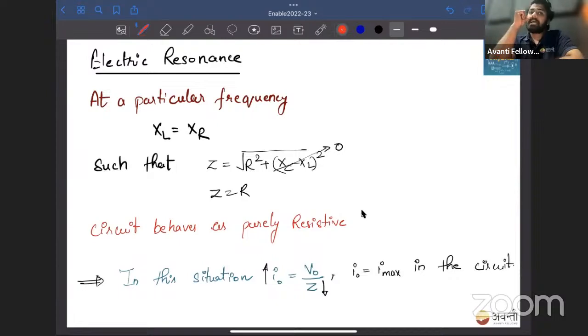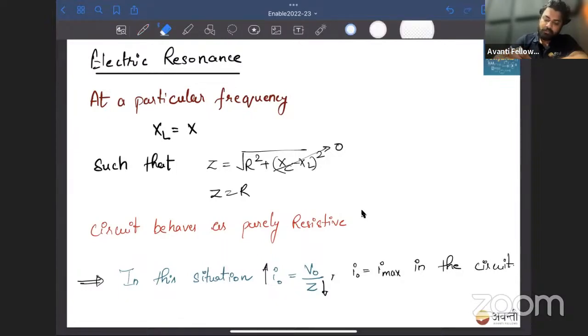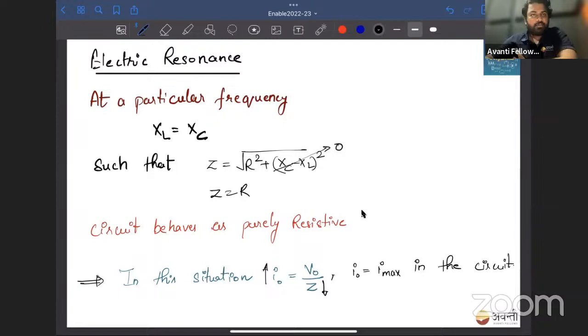So electric resonance happens in an RLC circuit. It can happen in an LC circuit also, which is called LC oscillations. And the condition for resonance is the reactances become same. The inductive reactance and the capacitive reactance will be equal. So XL equals XC. If I put the value of XL, that is omega L, and XC, that is 1 by omega C, I'll get some omega that I'll calculate later on.